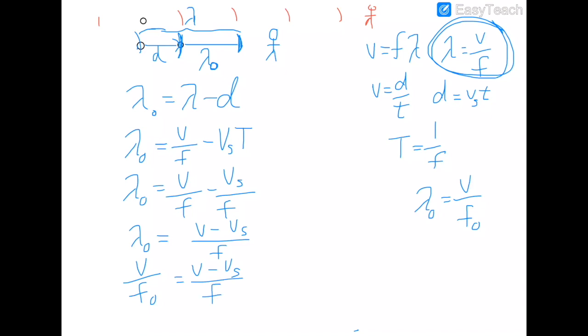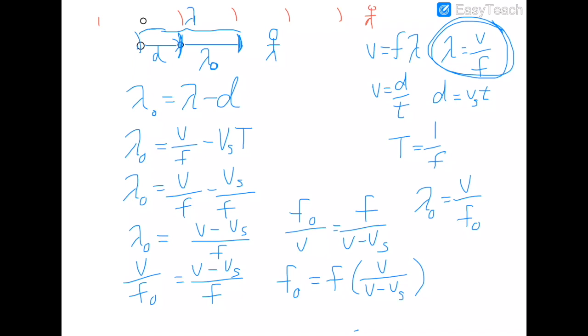And I can flip this whole thing, and I have FO over the speed of sound equals F over V minus Vs, okay? And I could then multiply the V up over here, and I'm going to have the observed frequency equal the actual frequency times a fraction of the speed of sound over the speed of sound minus the speed of the actual sound source. So there is an equation that we derived.